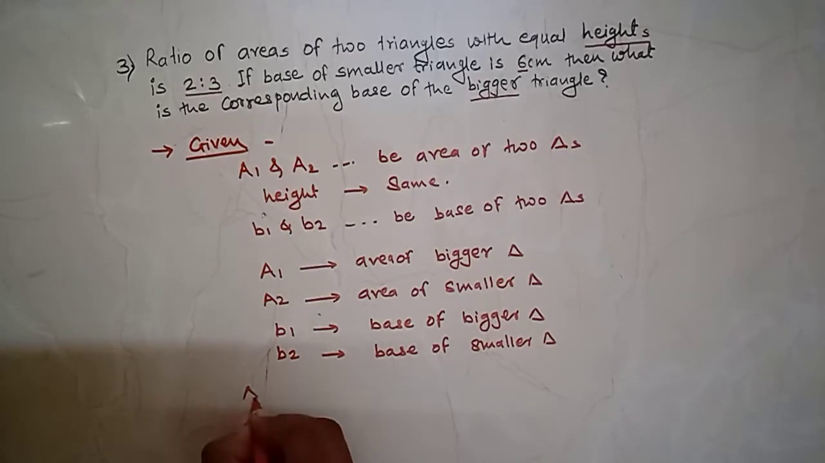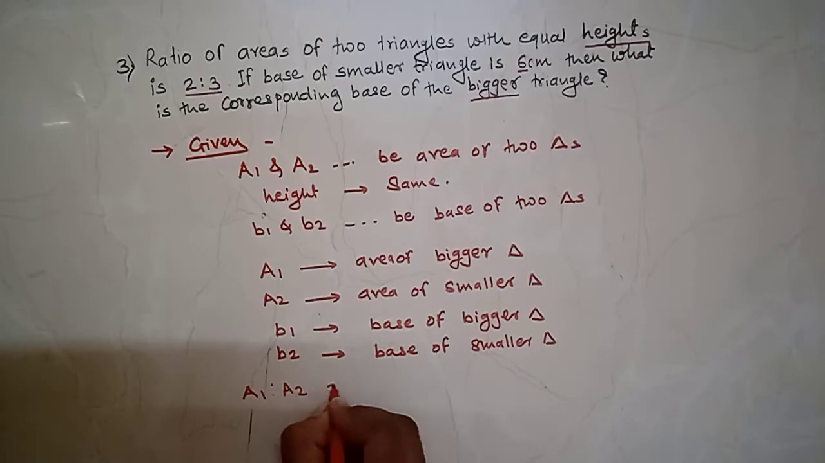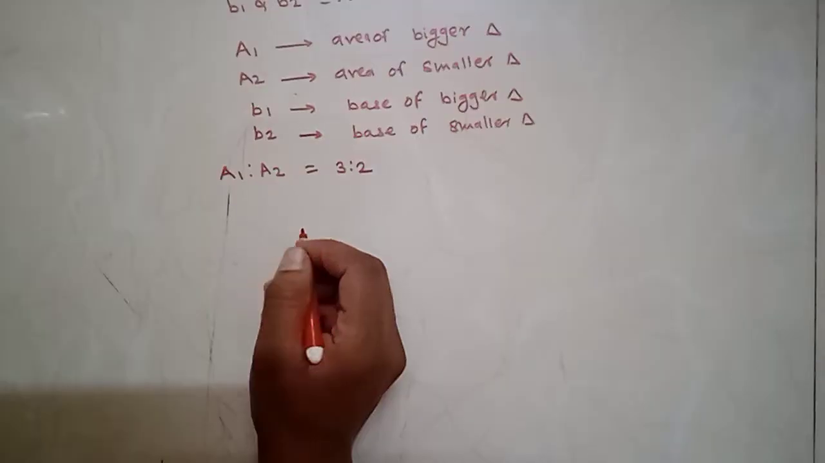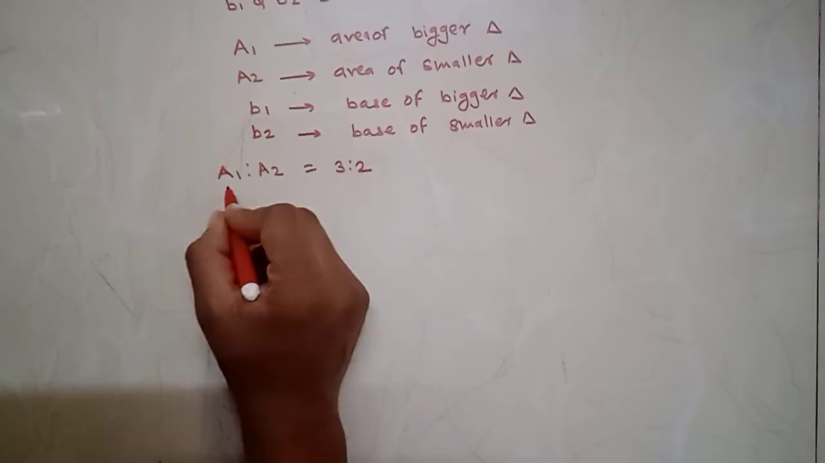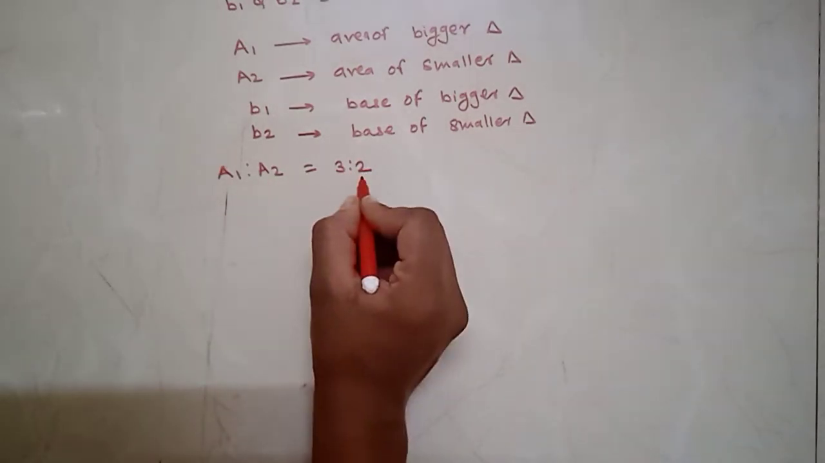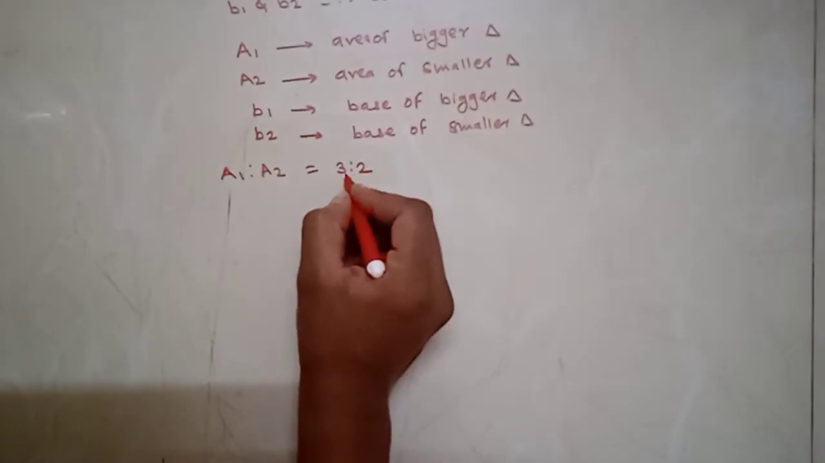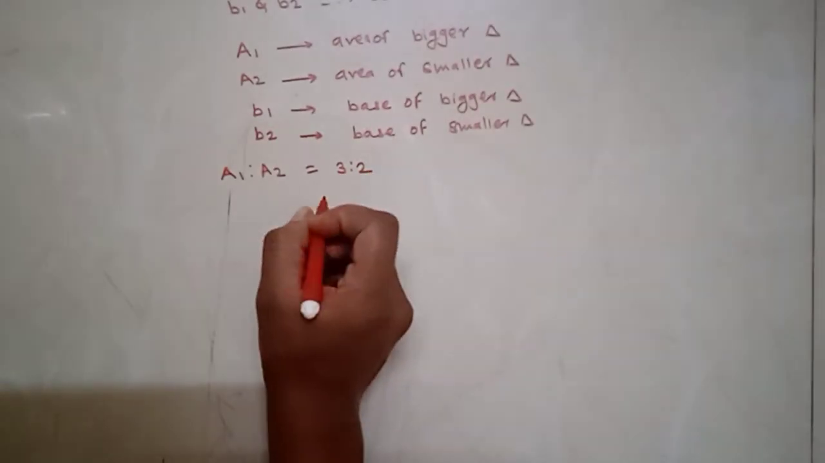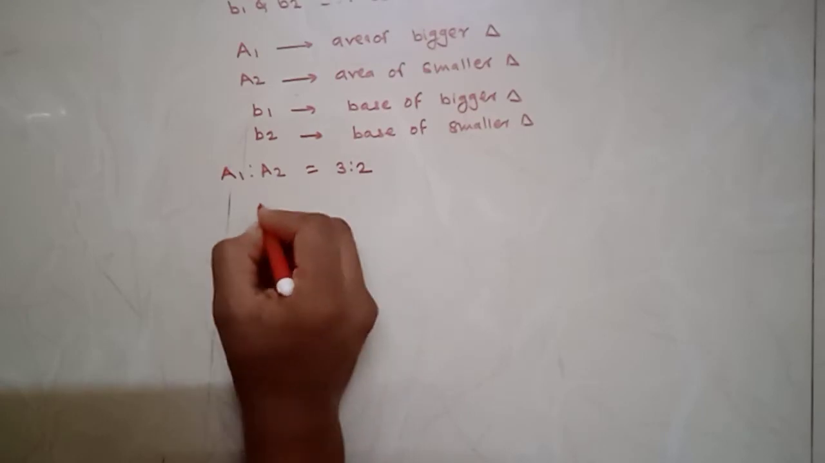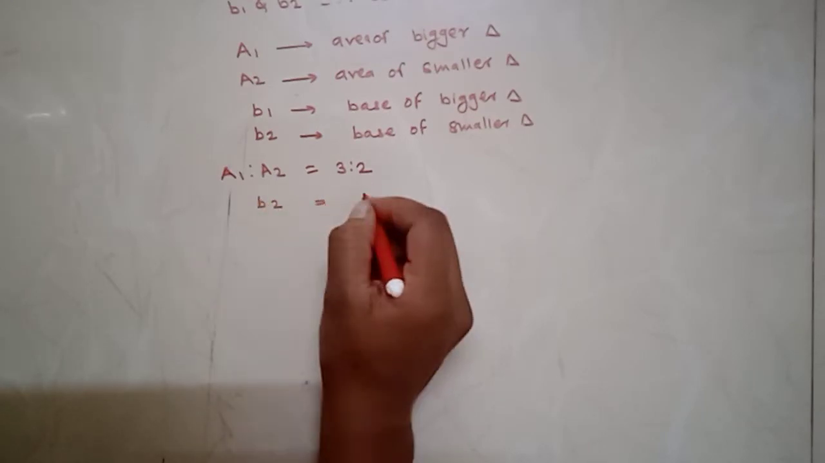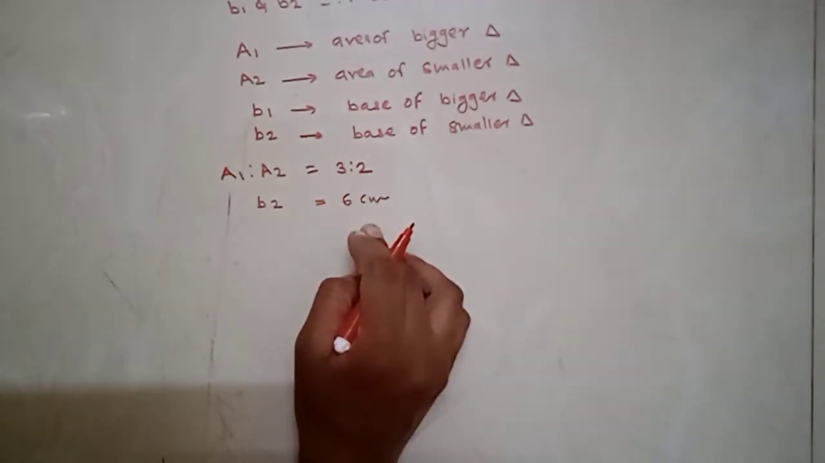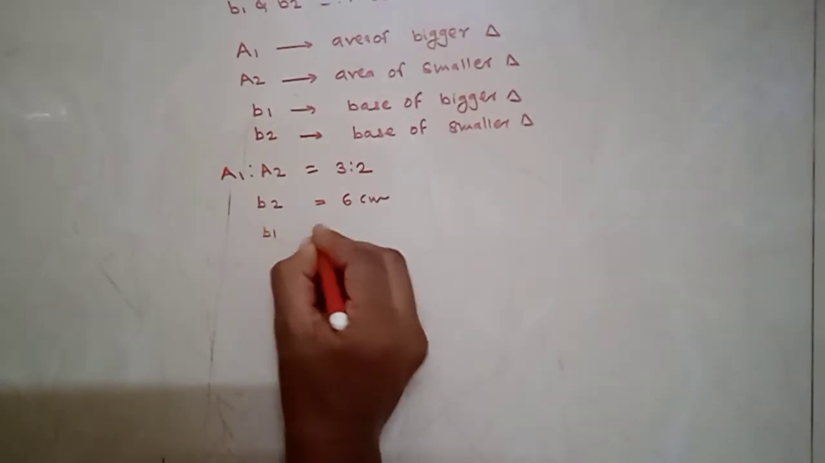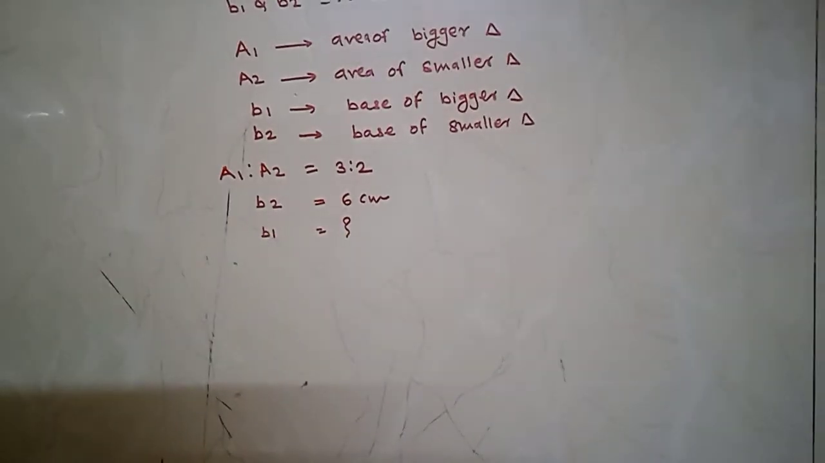So the areas, A1 to A2, are 3:2, because A1 is the bigger triangle and A2 is the smaller triangle. So the numbers also change here, 3:2. And the given base is of the smaller triangle, so B2 is equal to 6 centimeters. Then we have to find B1. Then take down the formula for that.